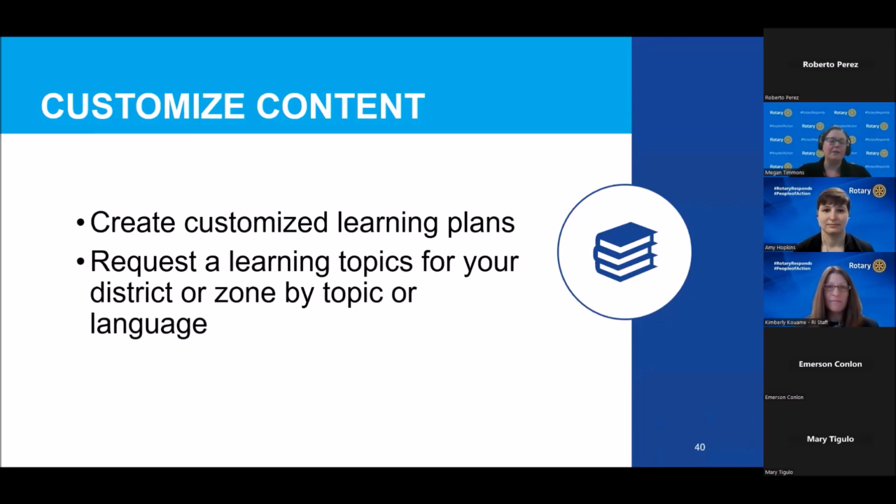You can also request us to set up a learning topic for your zone or district by topic or language. For example, we have a topic called District 5890, Expanding Our Reach, which is only visible to members in District 5890. We also have several catalogs for other languages. For example, we enrolled Chinese-speaking districts in a learning topic for Rotary resources in Chinese.